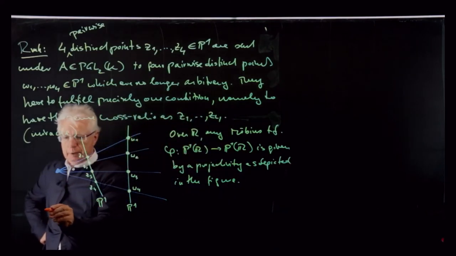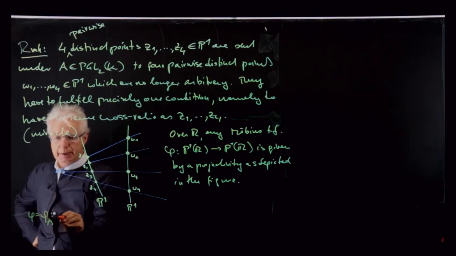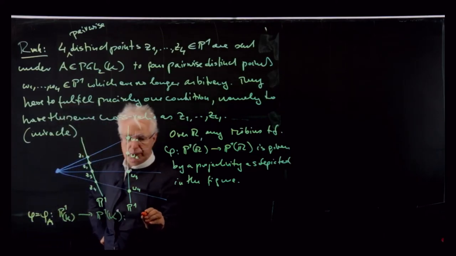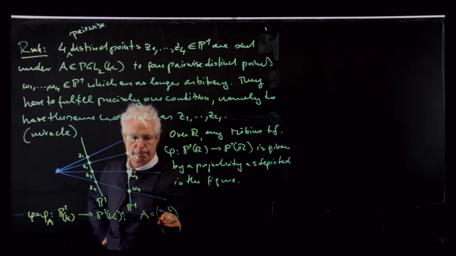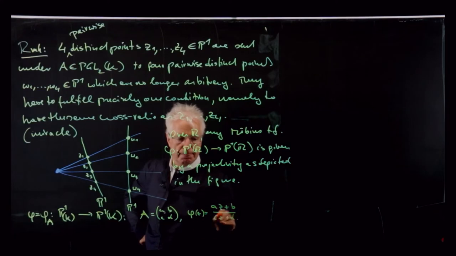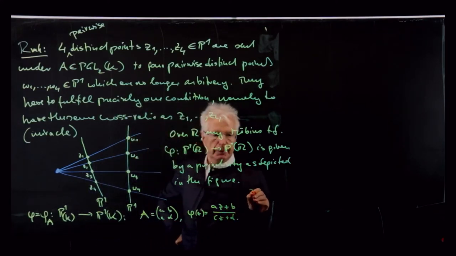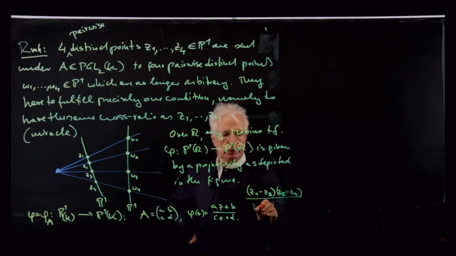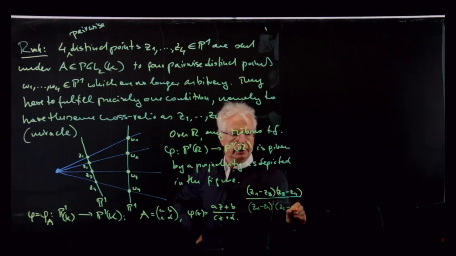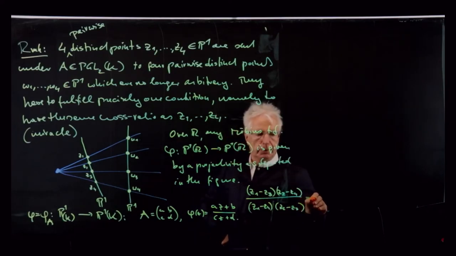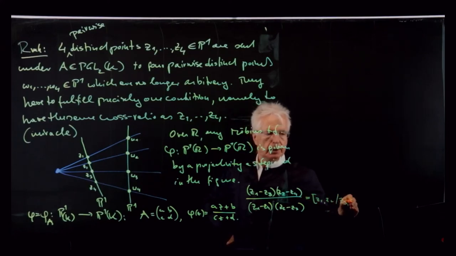So let me write here, we have phi equals phi of A from P1(K). Sometimes I write it below, sometimes I write the K in parentheses. So A will be (A, B, C, D), and then phi of Z is (AZ plus B) over (CZ plus D). And we have four points. We have (Z1 minus Z3)(Z2 minus Z4) divided by (Z1 minus Z4)(Z2 minus Z3). So you see, that's not funny to plug phi into this formula. This is Z1, Z2, Z3, Z4.